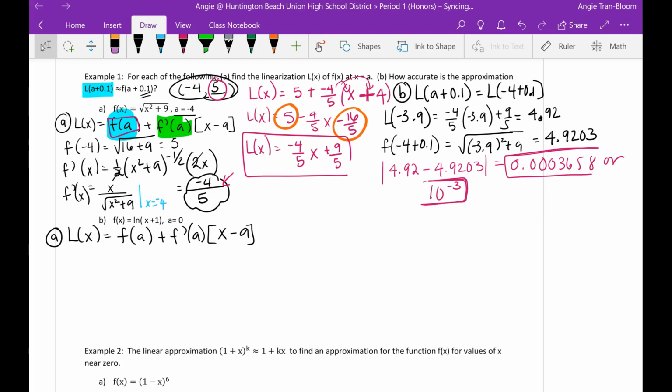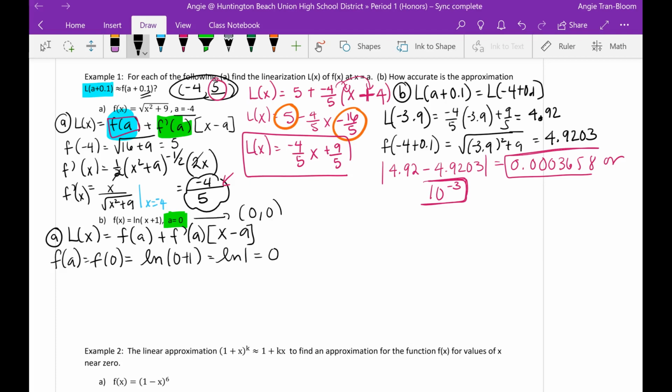So let's find f of a. A is 0 in this problem, so f of a is really f of 0. Oh, I love 0. ln of 0 plus 1, which is ln of 1, which is really, I love this number, 0. So right now you have the point (0, 0).